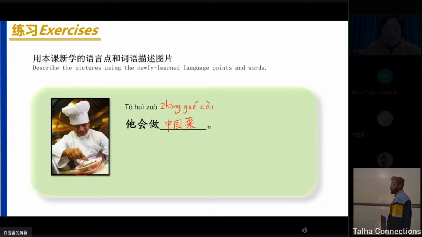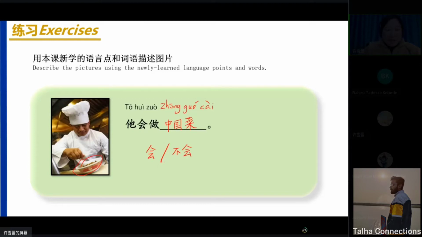他会做中国菜。你会做中国菜吗？Now, your answer can be very simple, 会 or 不会。你会做中国菜吗？不会。What about others? 会吗？会 or 不会。会 is positive, 不会 is negative, right? Good. Yeah, 我不会 or 不会做. Both are okay.